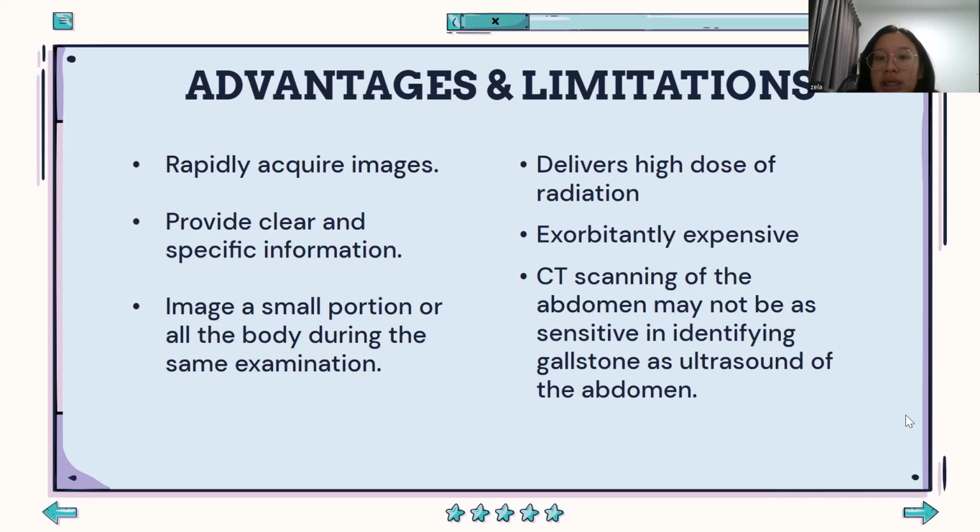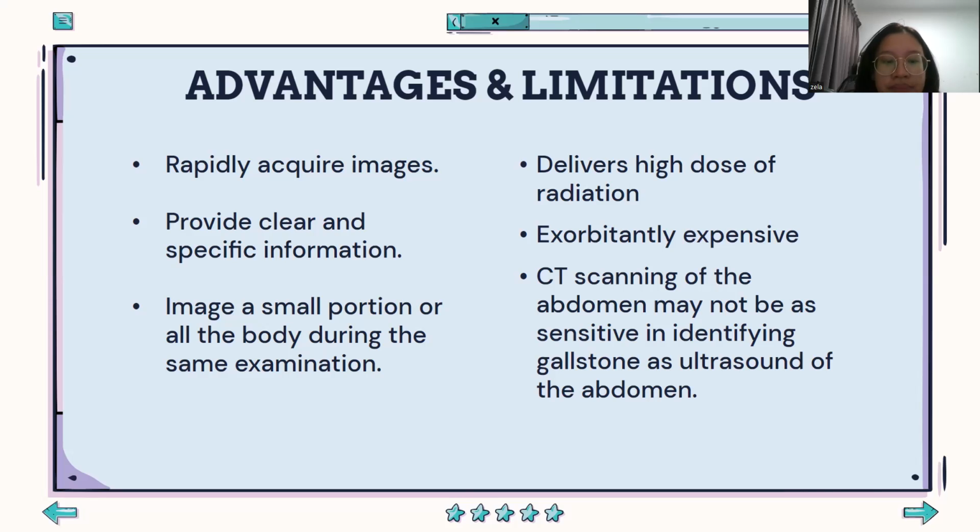For the limitations, it delivers a high dose of radiation and it is expensive. It ranges from $1,400 to $2,500, and scans of the head are slightly cheaper than those of the chest or abdomen. However, these prices can create a significant financial burden for patients, especially for those who undergo multiple CT examinations.